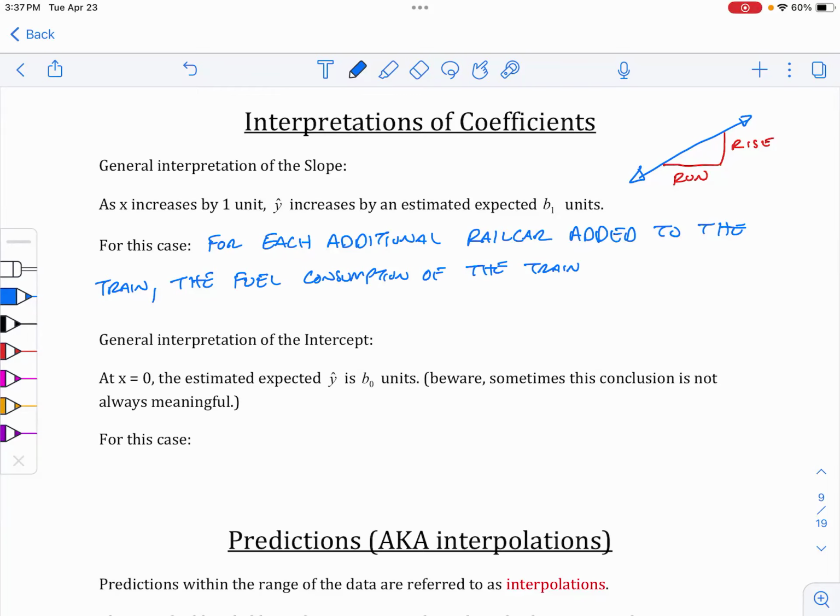increases. Now be aware that I say increases here, but if the slope is a negative value, it would be decreases. You can always say increases by a negative, but it's super awkward. Just make sure you change that to decreases if that value is ever negative. But in this case, my slope is positive. The fuel consumption of the train increases by an estimated expected B1 units.